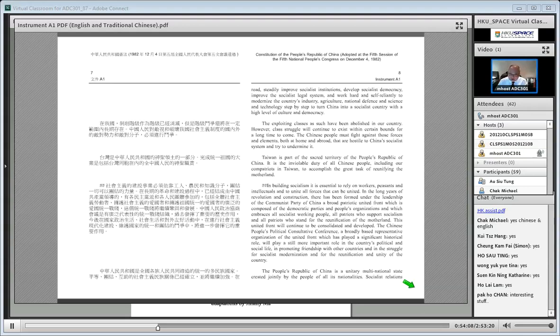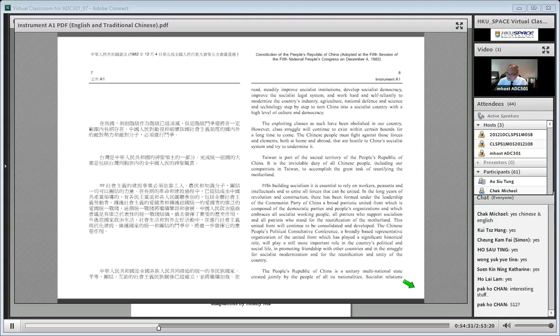And then at the bottom of this page, the People's Republic of China is a unitary multinational state created jointly by the people of all its nationalities. Do you know how many tribes there are in China, in the PRC? Fifty-one? I think you could Google and find the answer very quickly. I think it's 56. There are many minorities. Yeah, I think it's 56.